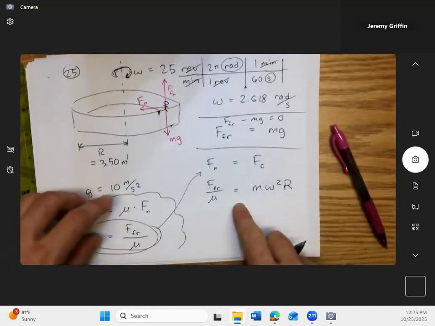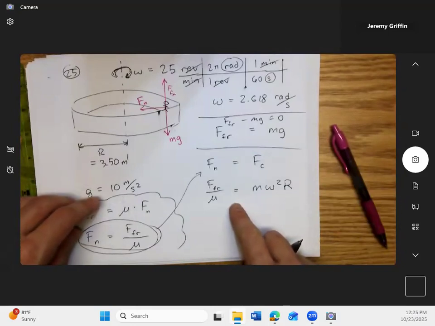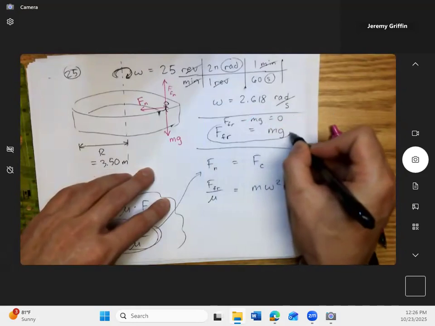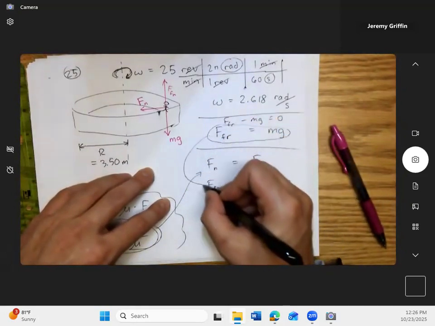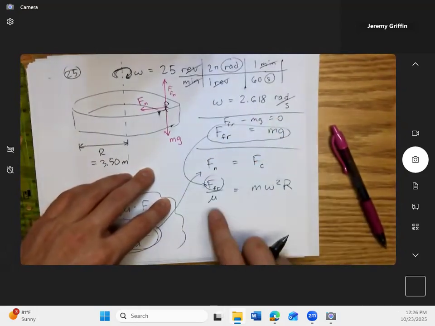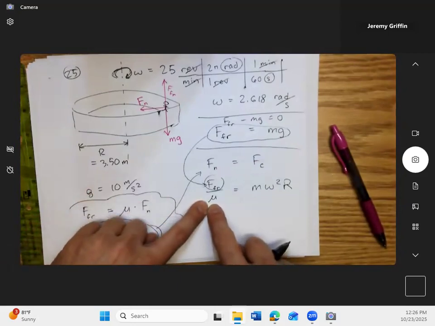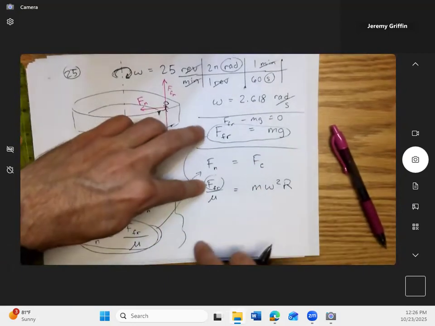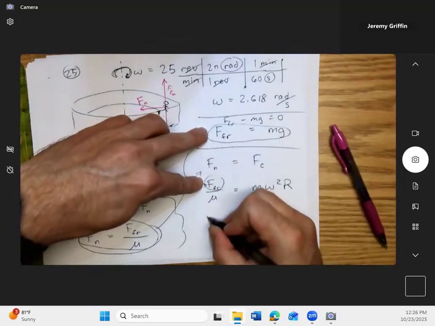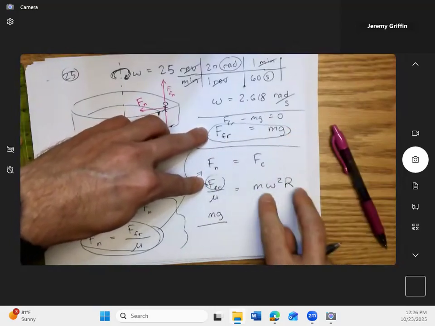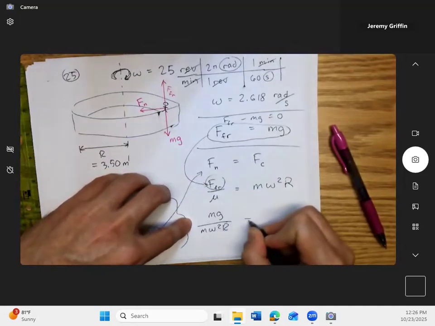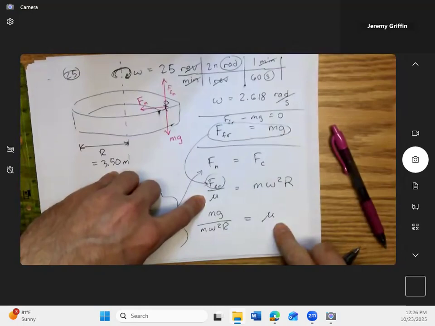So what else do I need? How about this friction force could be equal to the weight. That's the other substitution: friction force is equal in magnitude to the weight. Okay, so I need to solve for mu. What I'm going to do is cross multiply the mu and take this whole expression and divide it down. So right here, this would be mg from here, then divided over this m omega squared r. And that'll leave me with the necessary minimum coefficient of static friction.